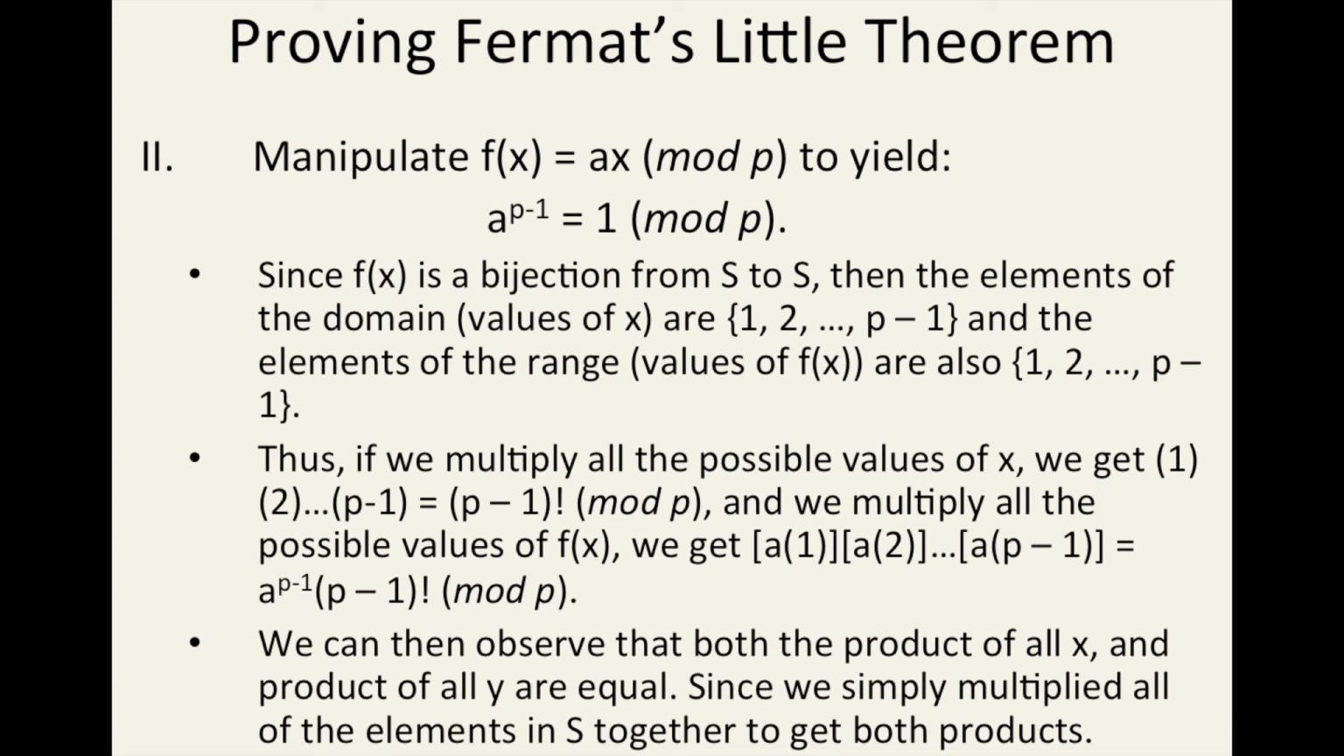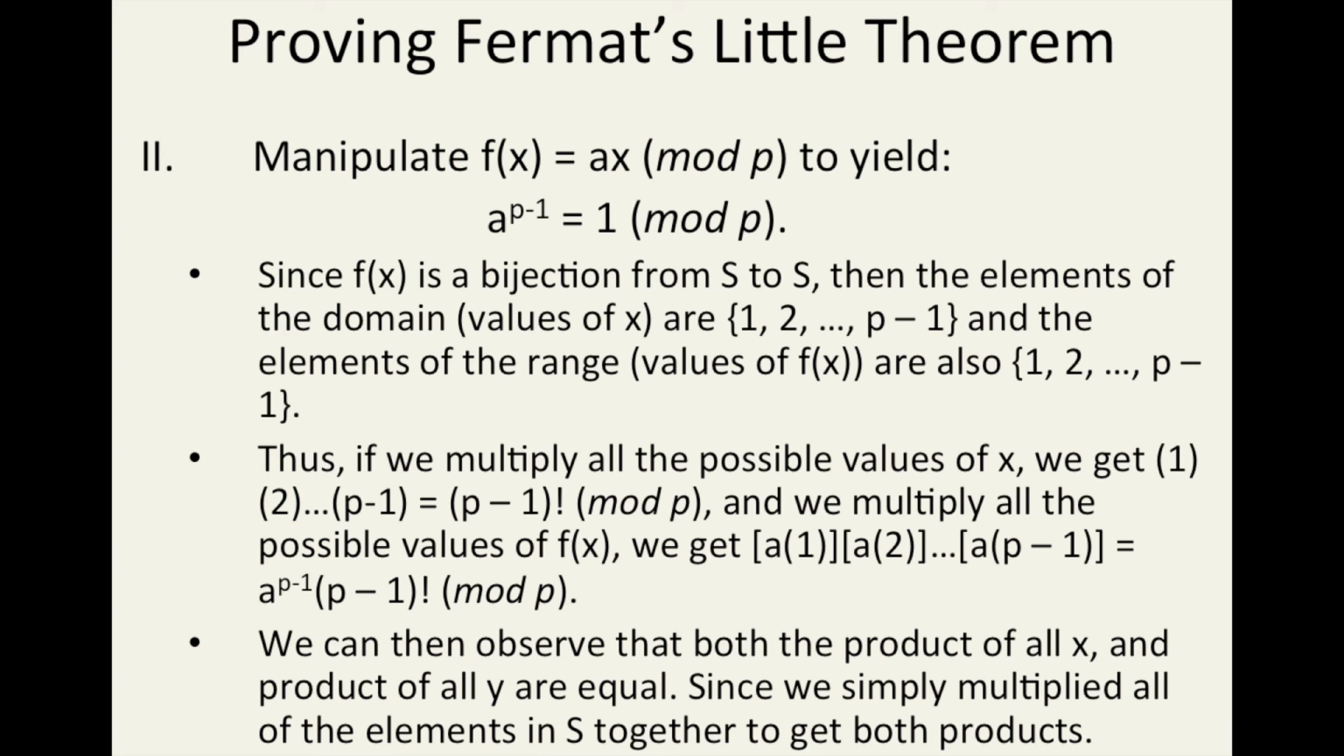Now specifically, we're going to try to manipulate f of x equals ax mod p to yield a to the p minus 1 equals 1 mod p, which is the claim by Fermat's little theorem. The first thing that we need to notice is that since f of x is a bijection from S to S, the same numbers 1 all the way to p minus 1, the elements of the domain and the elements of the range are the same, 1 all the way to p minus 1.